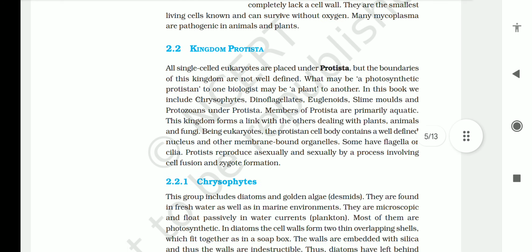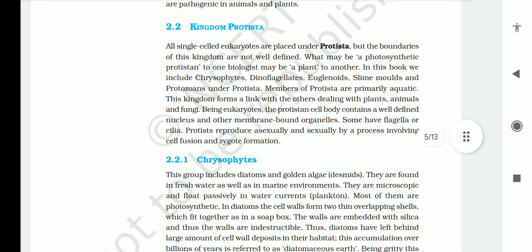2.2 Kingdom Protista. All single celled eukaryotes are placed under Protista, but the boundaries of this kingdom are not well defined. What may be a photosynthetic protist to one biologist may be a plant to another. In this book, we include chrysophytes, dinoflagellates, euglenoids, slime molds, and protozoans under Protista. Members of Protista are primarily aquatic. This kingdom forms a link with the others dealing with plants, animals, and fungi.